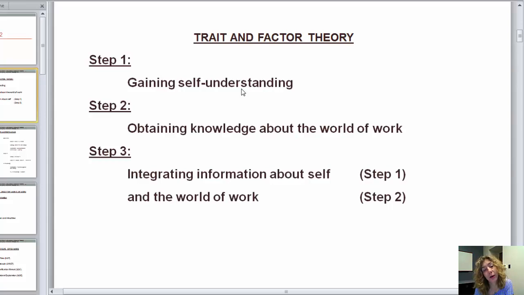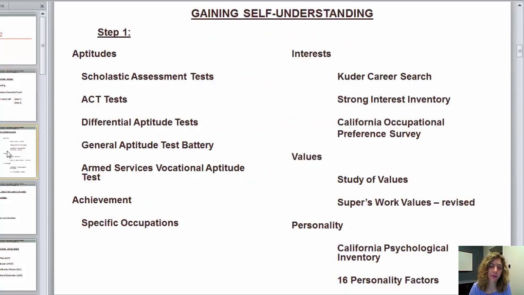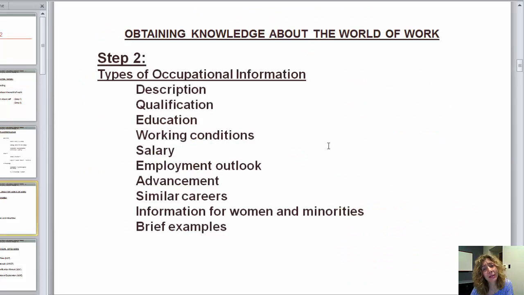So there are 3 steps to utilizing the trait and factor theory. They're outlined in your book. The key really is integration in step 3. So step 1, you need to know about yourself, self-exploration, helping the client or student do that. And there's a sample dialogue on page 35 of your textbook demonstrating step 1 of trait and factor theory. The second piece takes some work on the part of you, the counselor, or the college student personnel professional, and that is you need to know about the world of work.